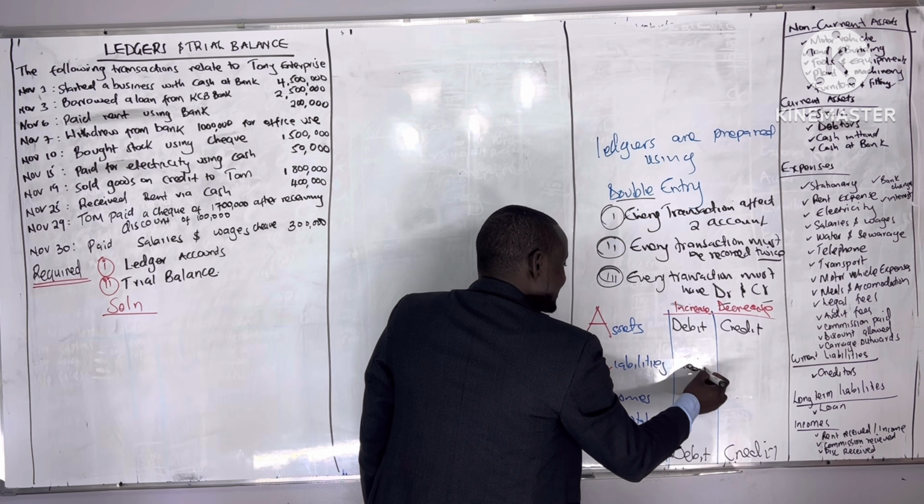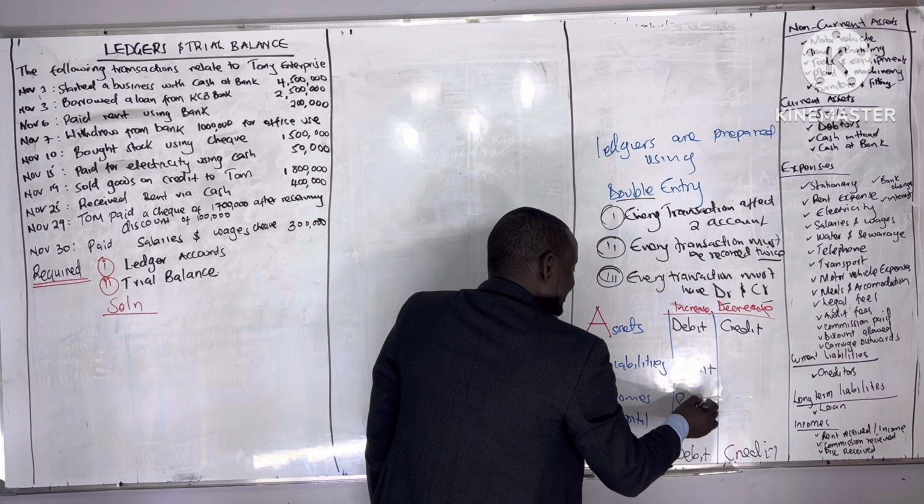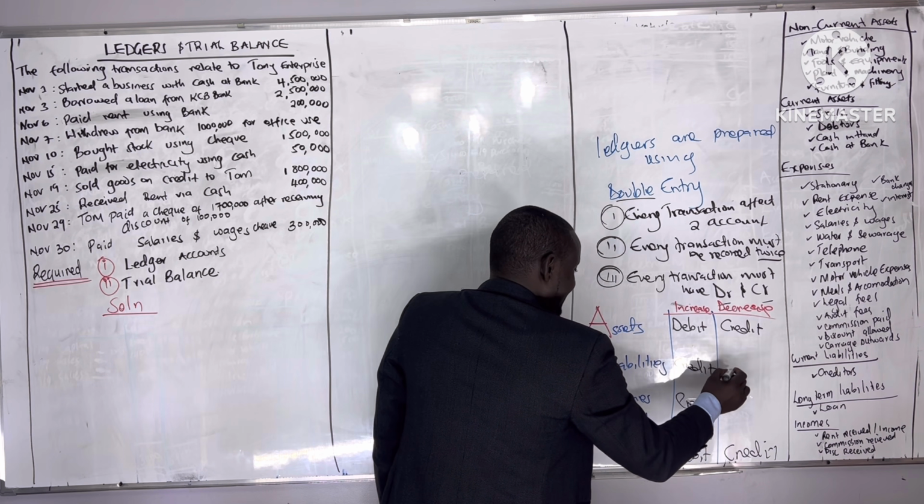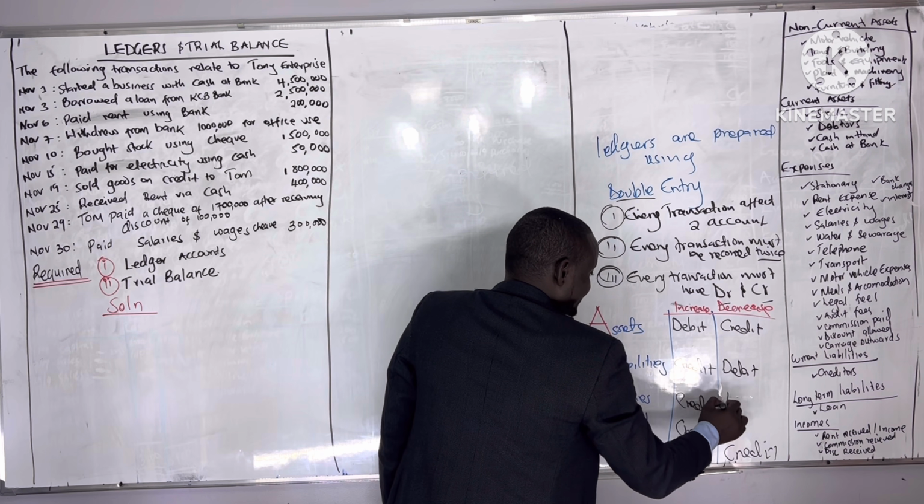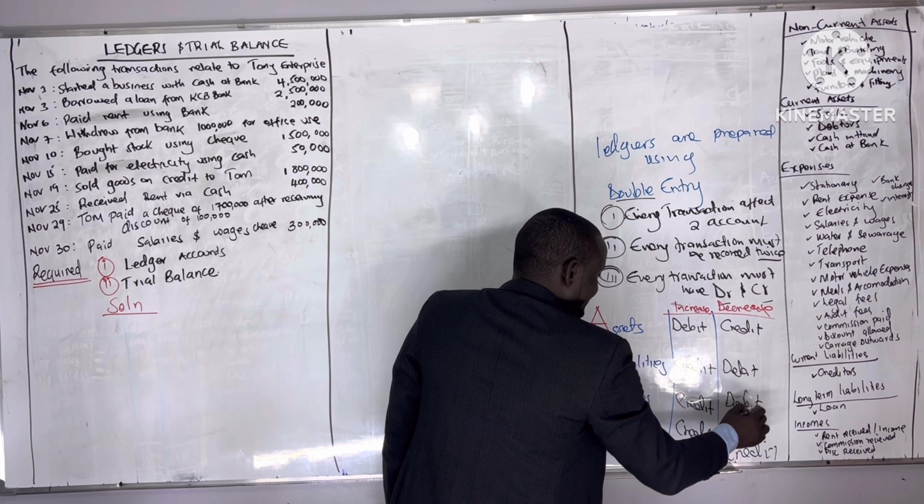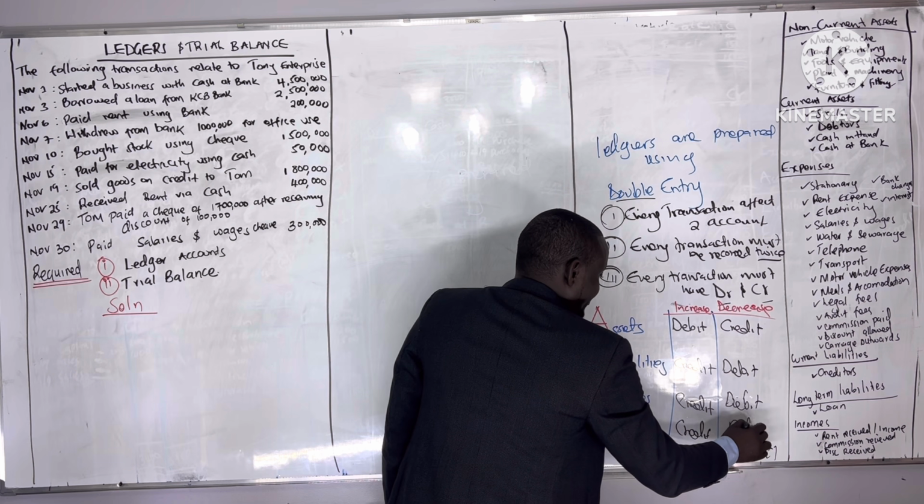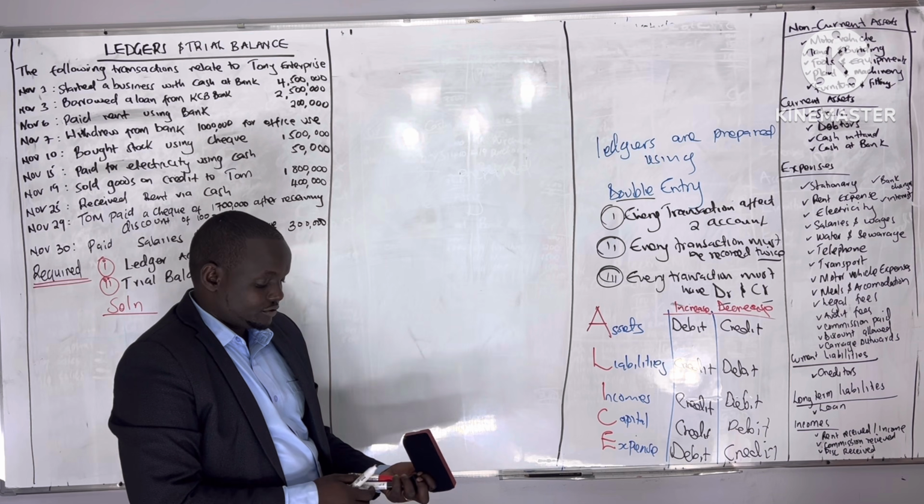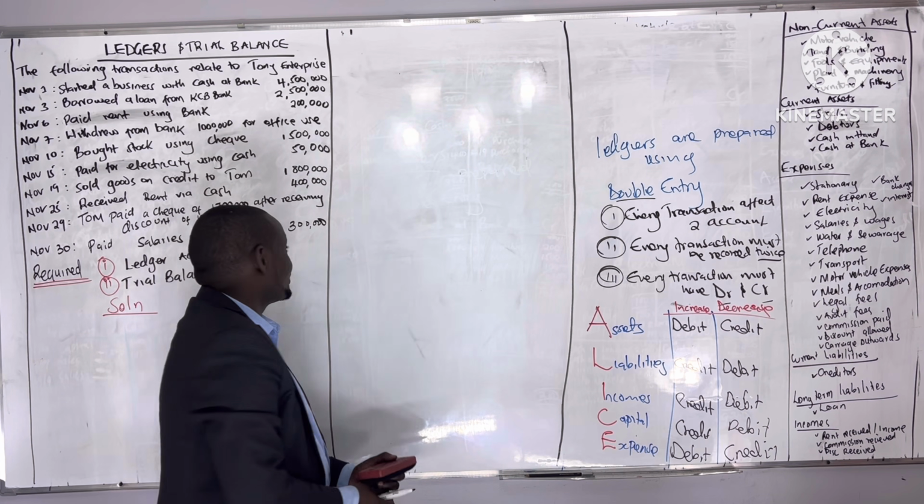So here we have credit, credit, credit. Here we have debit, debit, debit. That is what we shall use to do our ledgers. Let's go to the question.